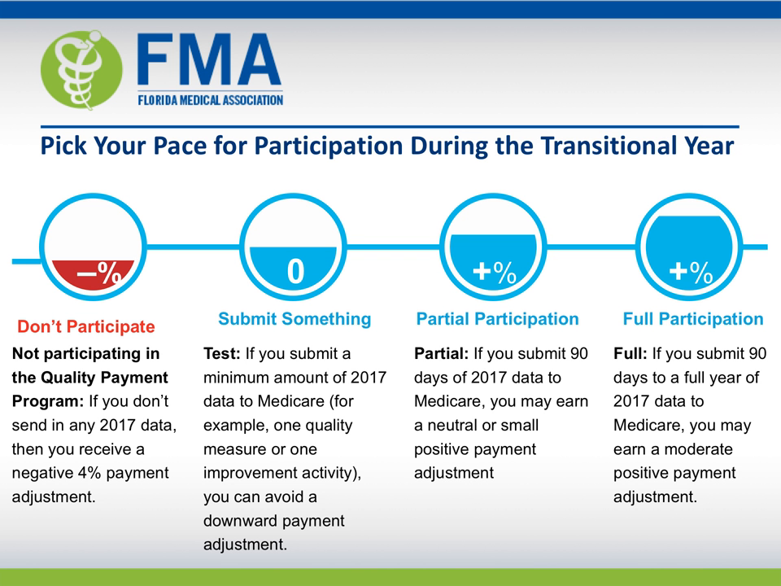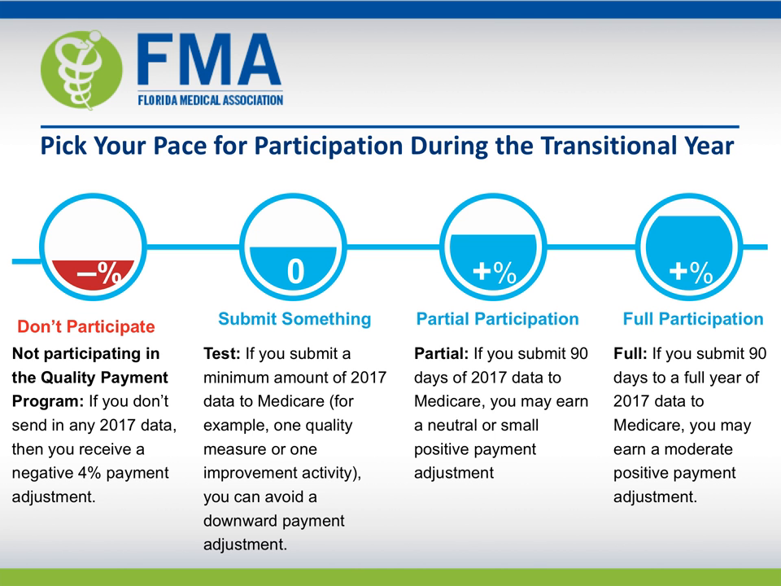One is simply don't participate. If you don't submit any quality data whatsoever, don't perform any improvement activities, and don't participate in advancing care information, you can receive the maximum penalty of 4% to your Medicare Part B payments in 2019.